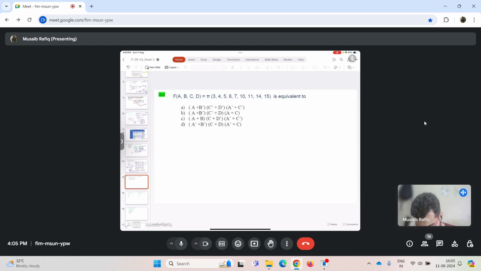So I want you guys to do this question number 12 first. It says that f of a b c d equals the product of max terms 3, 4, 5, 6, 7, 10, 11, 14, 15, and you need to find what it is equivalent to. I'll give you a couple of minutes to solve it, then I'll show you the solution. Only type your correct option, don't type your complete answer.